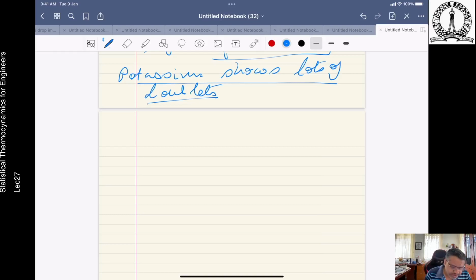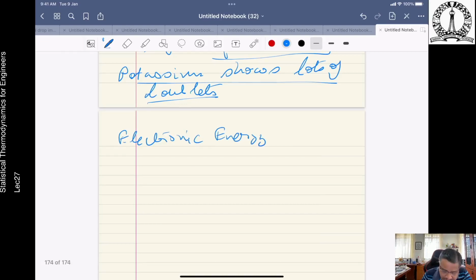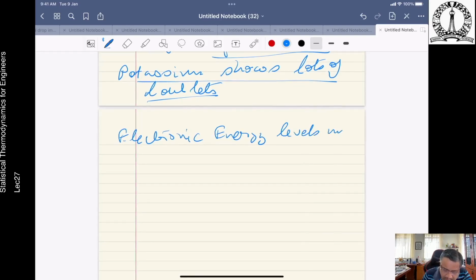Next, we look at the degeneracies or the electronic energy levels and degeneracies for diatomic molecules.